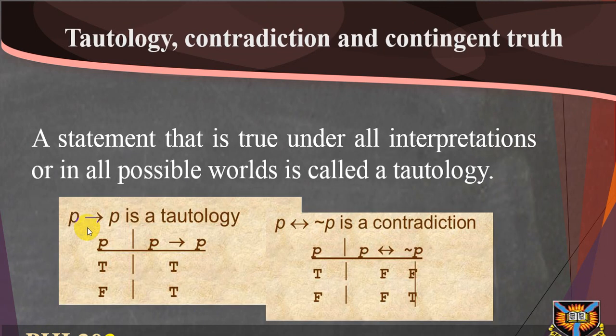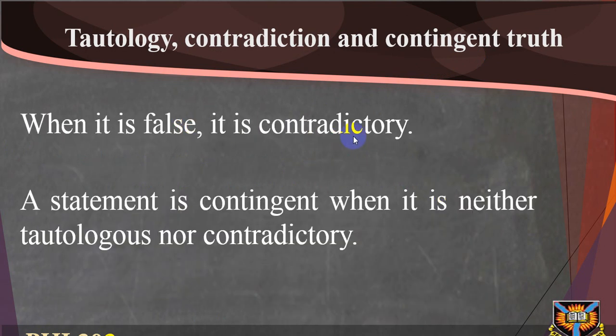Tautology, contradiction, and contingent truth. A statement that is true under all interpretations or in all possible worlds is called a tautology. When it is false under all interpretations, it is contradictory. A statement is contingent when it is neither tautologous nor contradictory. Such a statement will be true in some rows and false in some others.